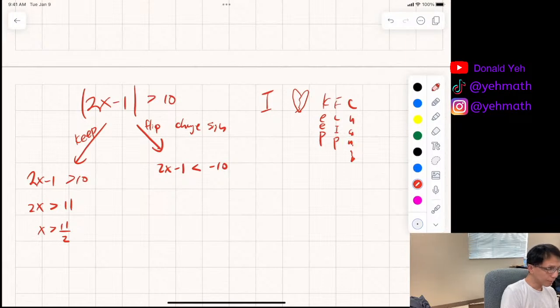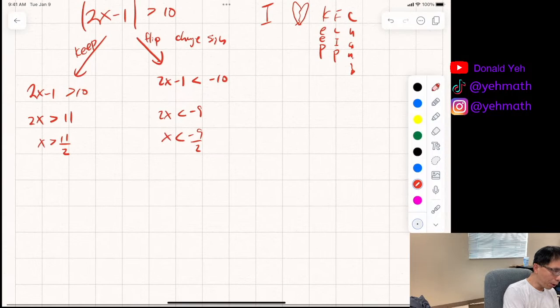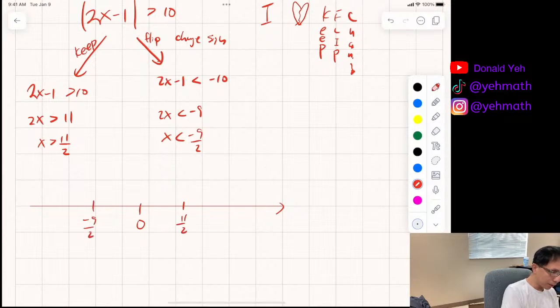Does that make sense? And this is 2x greater than what? Negative 9, x less than, sorry, it's less than negative 9 over 2. So they are one part of the solutions that is greater than this, and this is negative 9 over 2. Now, this one is going to be greater, so it's going to go this way. And this one is going to be less than, so it's going to go this way.